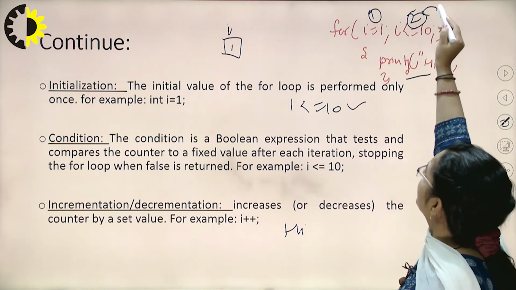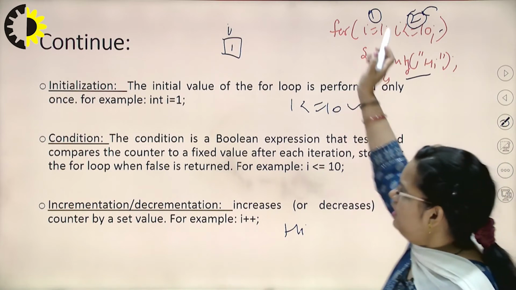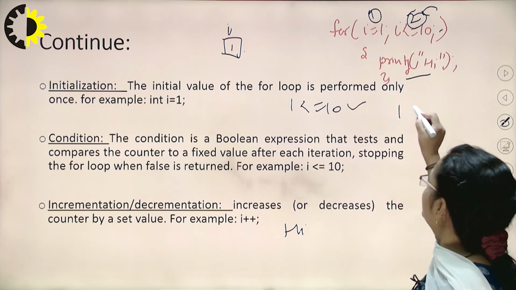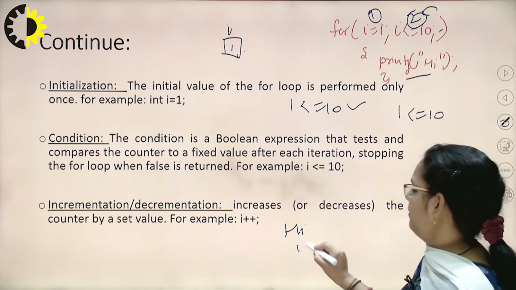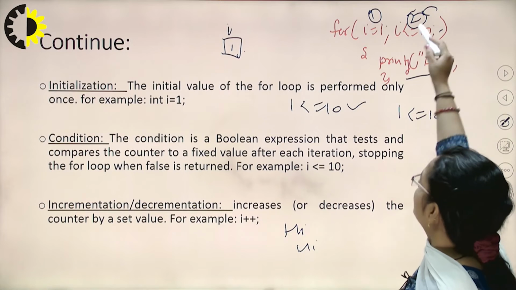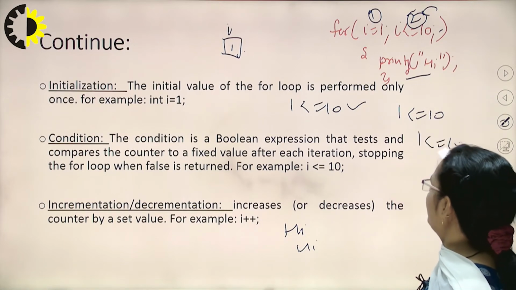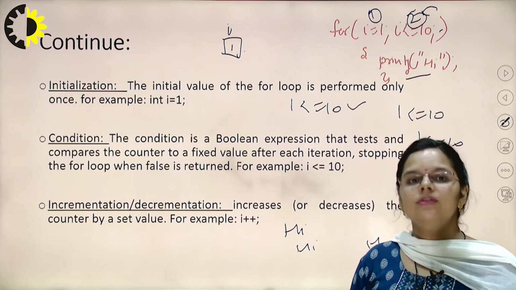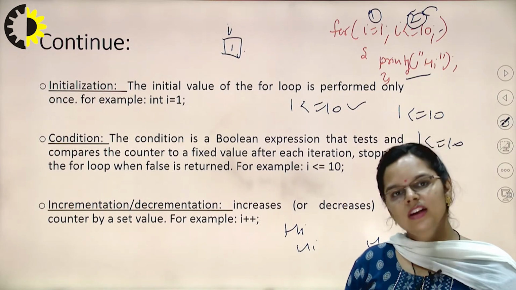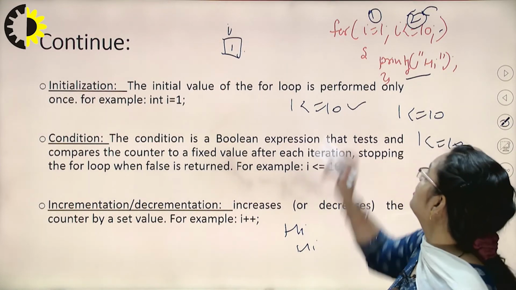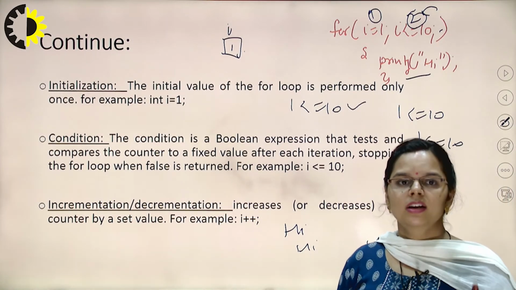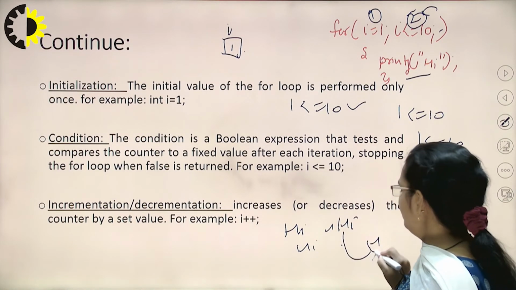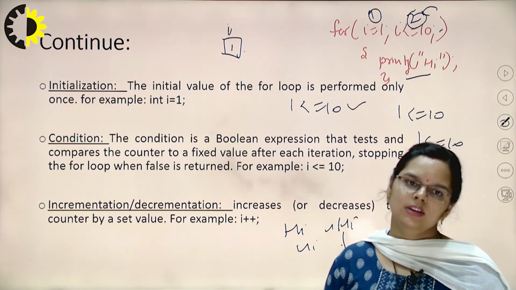Then again it will check, is I less than equals to 10? It will fetch the value from the memory block of the I variable, and 1 is less than equals to 10, printf hi. Again it will check, 1 less than equals to 10, printf hi. Obviously the value of I is not updated. So every time the condition becomes true, and every time hi would be printed. So hi would be printed an infinite number of times, and it will create an error.